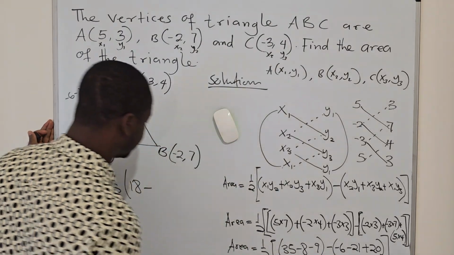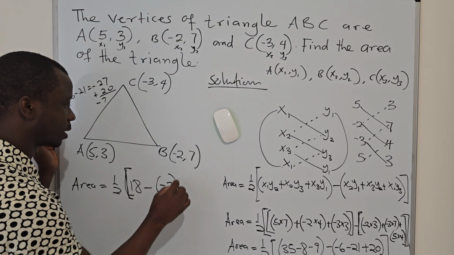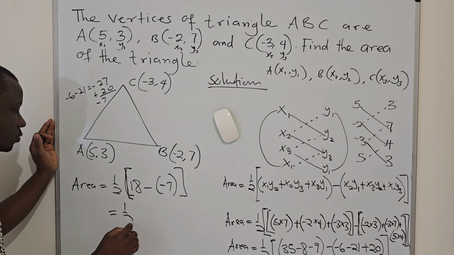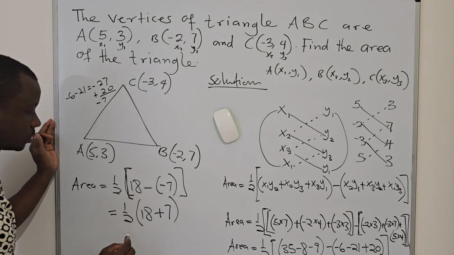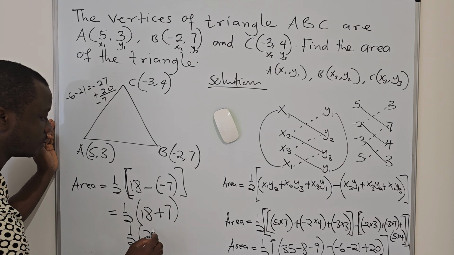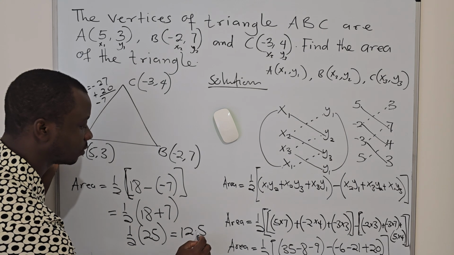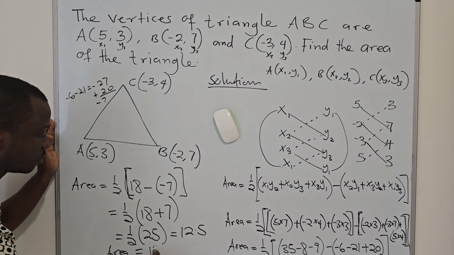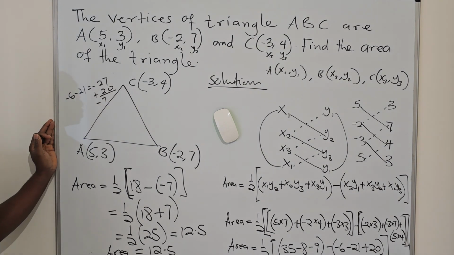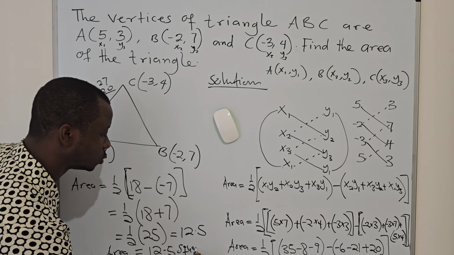Then there's a minus sign here already. So you are going to have minus 7 into bracket here. So you have 1 over 2 into bracket 18. Then minus minus will give you plus 7. So you have 1 over 2 times 25. That is 18 plus 7. And this will give you 12.5. And since it is area, you have to add the unit. There's no specific unit attached to this. So the answer is going to be 12.5 square unit.